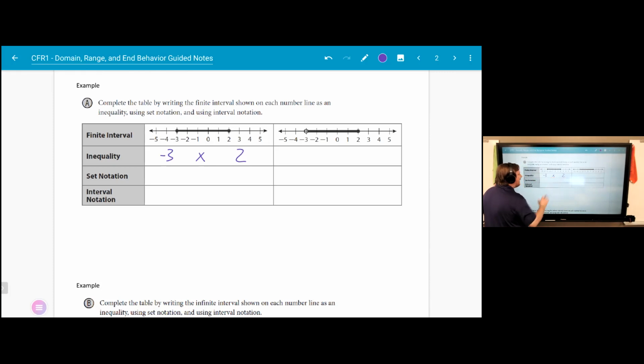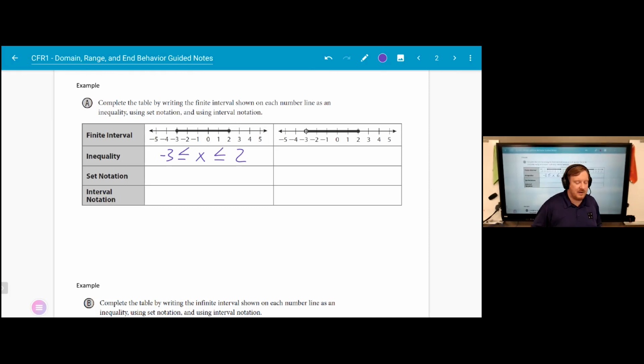I know that X has to be bigger than -3, right? Because that's my little alligator thing. It's got to be bigger than -3, and it's got to be less than 2, because 2 is the biggest it can be. And since they're both closed dots, they're included. I'm going to put or equal to signs on both of those because they are both included in that set.